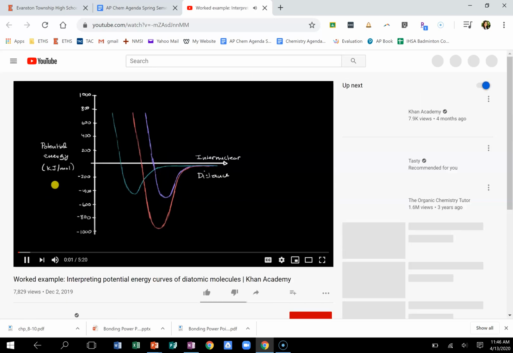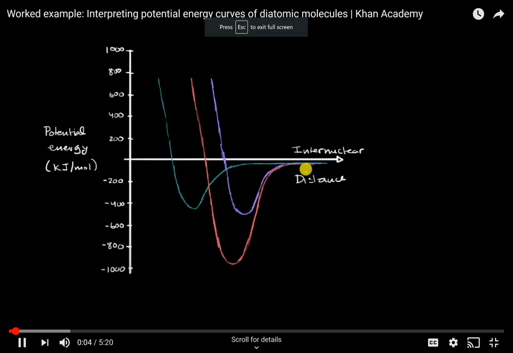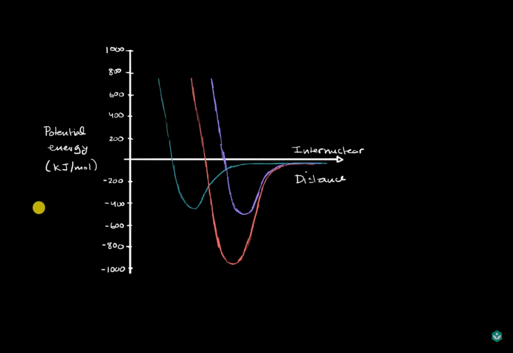In a previous video, we began to think about potential energy as a function of internuclear distance for diatomic molecules. What do I mean by diatomic molecules? Well, we looked at molecular hydrogen, or H2, which is just two hydrogens covalently bonded to each other. At standard temperature and pressure, the distance between the two nuclei would naturally be where there is the lowest potential energy. If you were to squeeze them together, you would have to put energy into the system and have a higher potential energy. Or if you were to pull them apart, you would have to put energy into the system and have a higher potential energy.